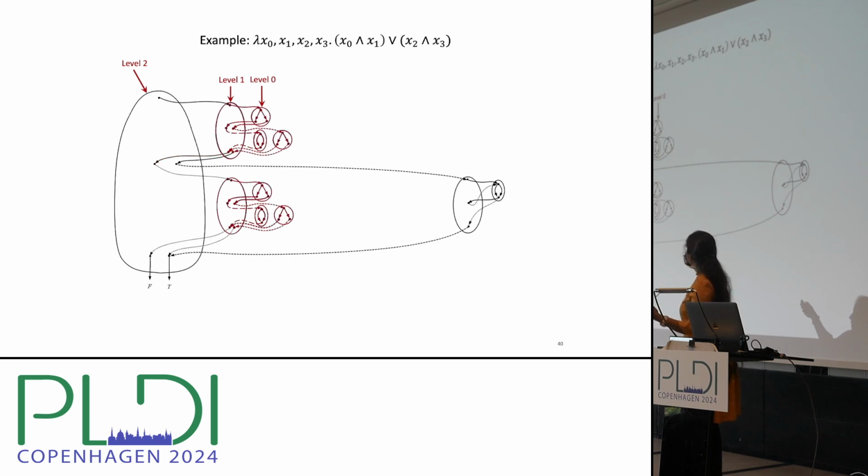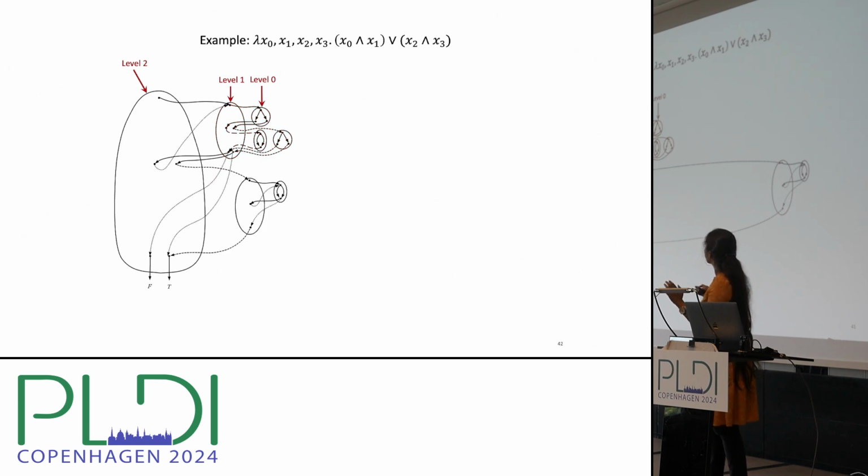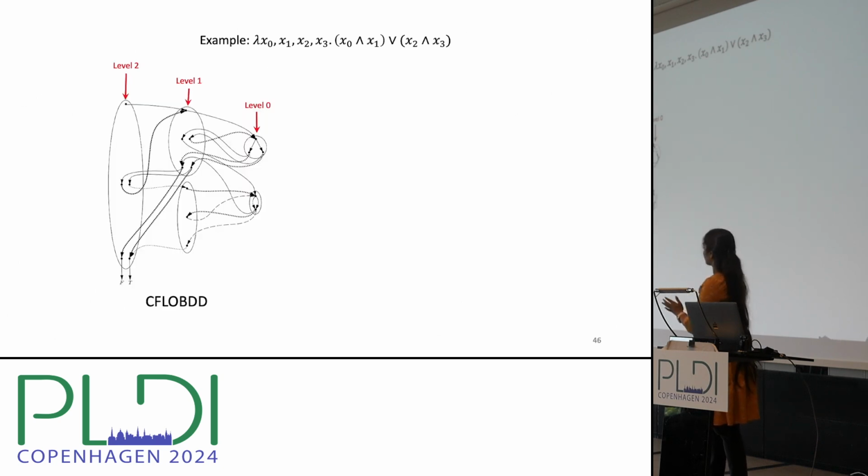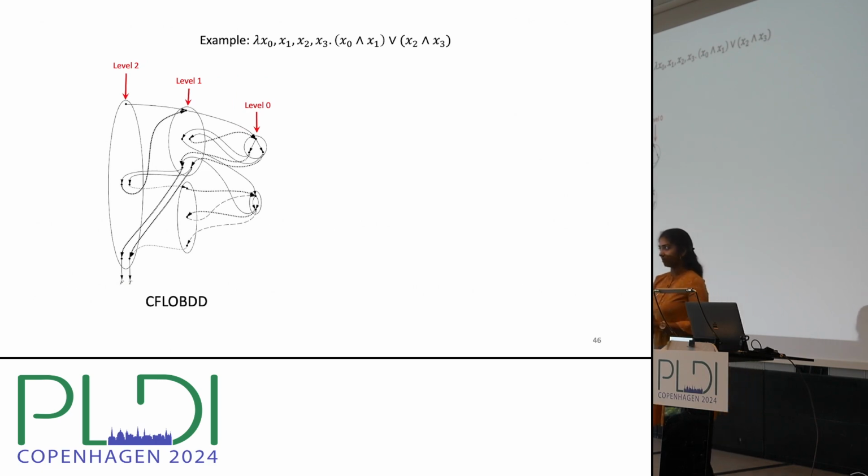Now that the top part has also been compressed, we observe that the top part and the bottom part are similar. Though they represent the same function over 2 variables, we do not condition the decisions. We do not have variables associated with a particular decision node. So we can merge these groupings as well, and this leads to a much more compressed representation. And this is what we call a CFLOBDD representation for the same function.